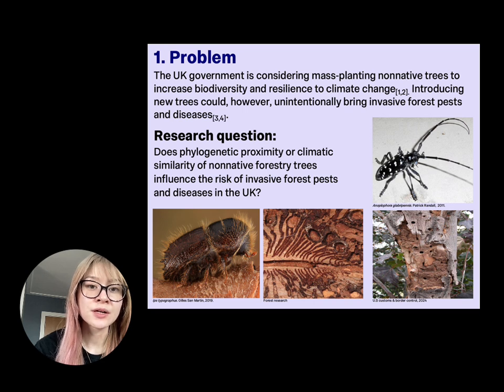My project studies how introducing non-native trees could be linked to forest pests or pathogens invading the UK and spilling onto native flora. Do non-native trees that are more phylogenetically related to UK flora introduce higher risk pests or pathogens? What about geographical location and climatic similarity of the introduced trees?